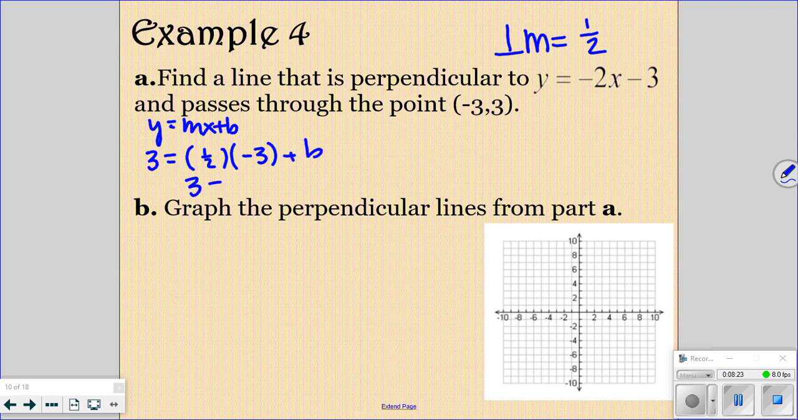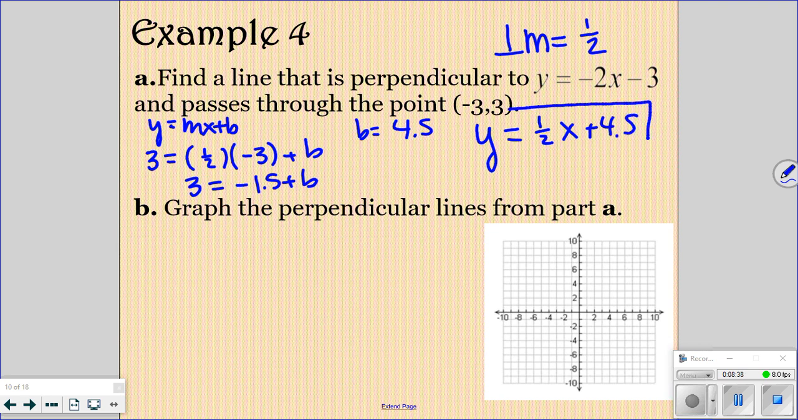So 3 is going to equal negative 1.5. And then if you add 1.5, your b value will be 4.5. So y is going to equal 1/2 x plus 4.5. Which, if you want to write as 9 over 2, you can. Either one is fine with me.